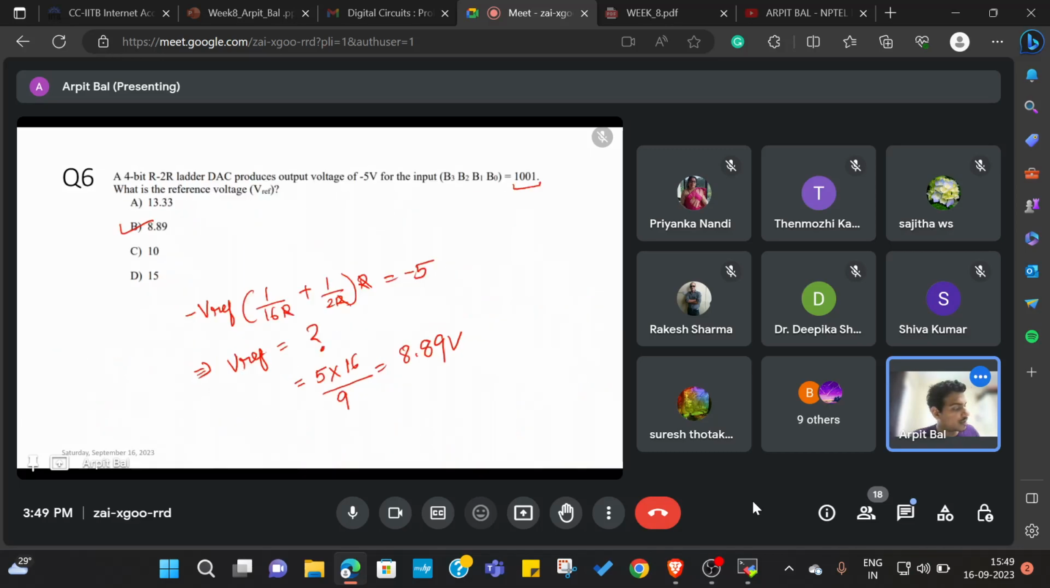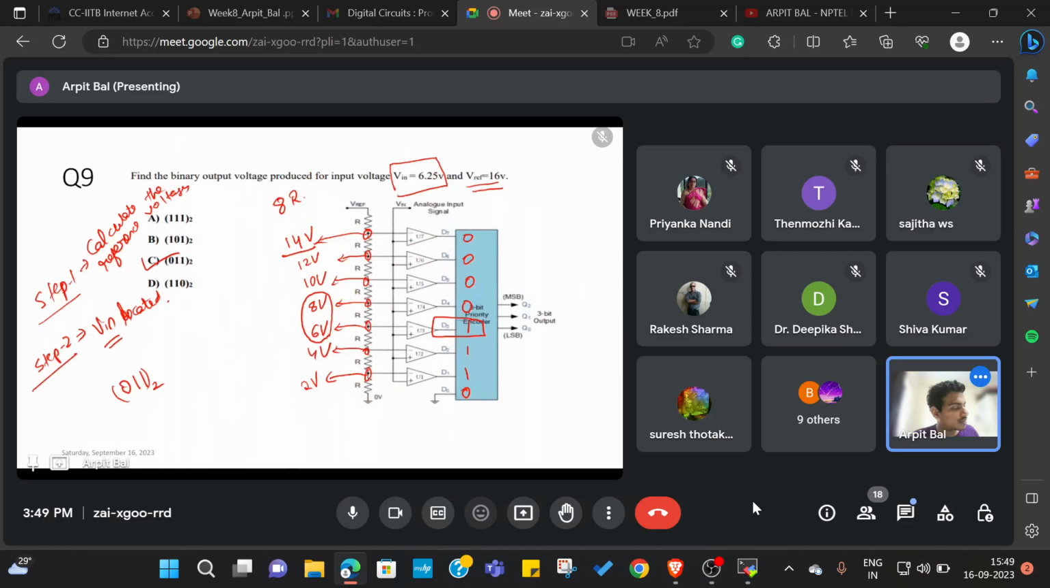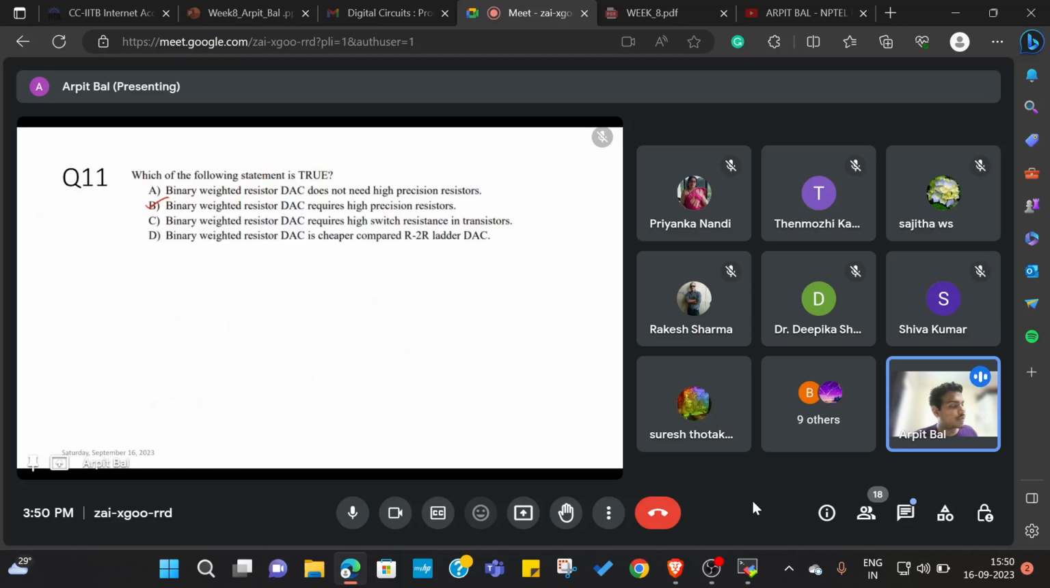Okay, but we will never prefer a high switch resistance in a transistor. Because if we prefer a very high switch resistance, it will distort our output. So for that reason, we always prefer transistors used for switching to have as low resistance as possible. Okay.